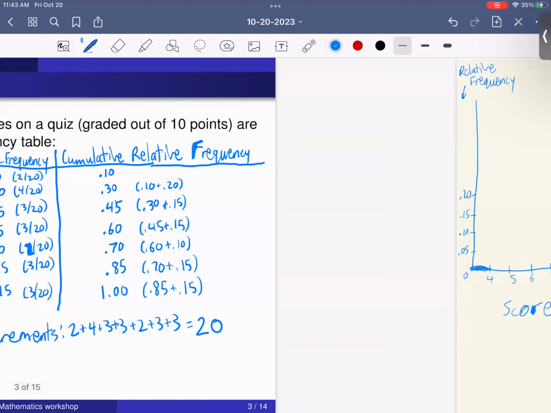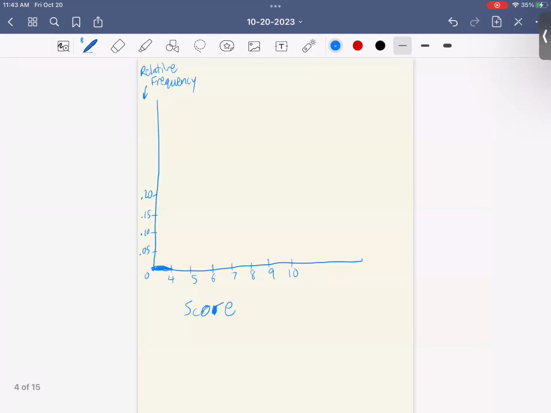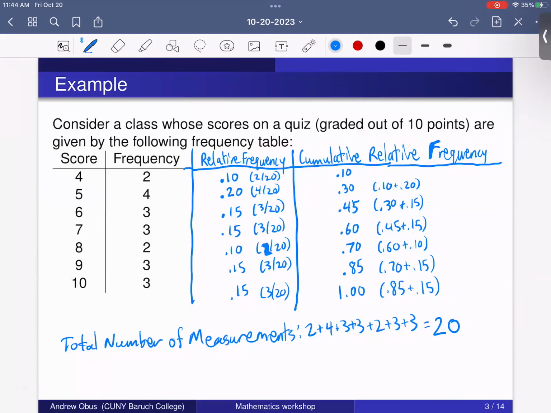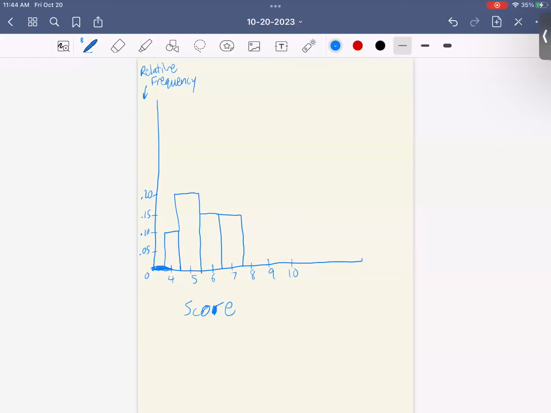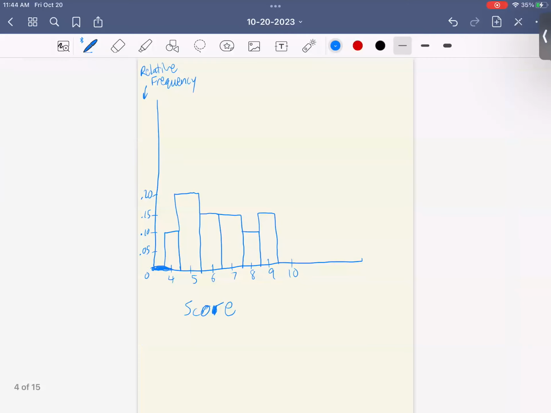So 4 was, we had what? 0.10, 0.20, and then 0.15. So this was 0.10 for 4, 0.20 for 5, and then 0.15 for 6. And then 7 was 0.15, 8 was 0.10, and 9 was 0.15. So we'll have another 0.15, and then 0.10, and then 0.15. And then lastly, 10 was 0.15 also.